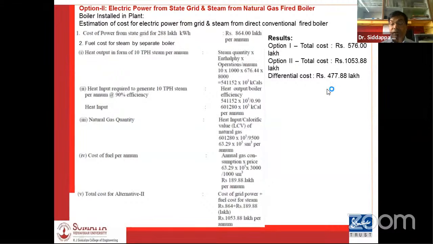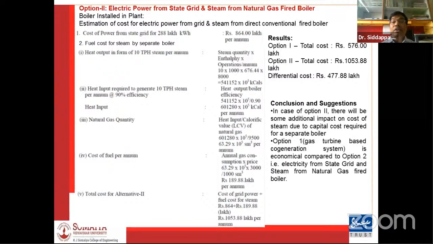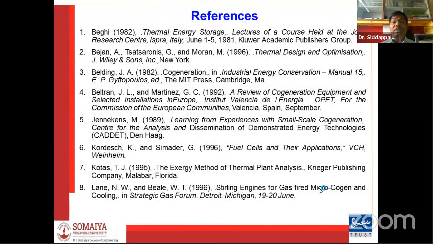477.8 lakhs. And I can conclude with this: in case of option 2, there will be some additional impact on the cost of steam due to the capital cost for a separate boiler. And option 1 is economical compared to option 2, because the electricity from the state grid and the steam from natural gas fired boilers are not feasible.